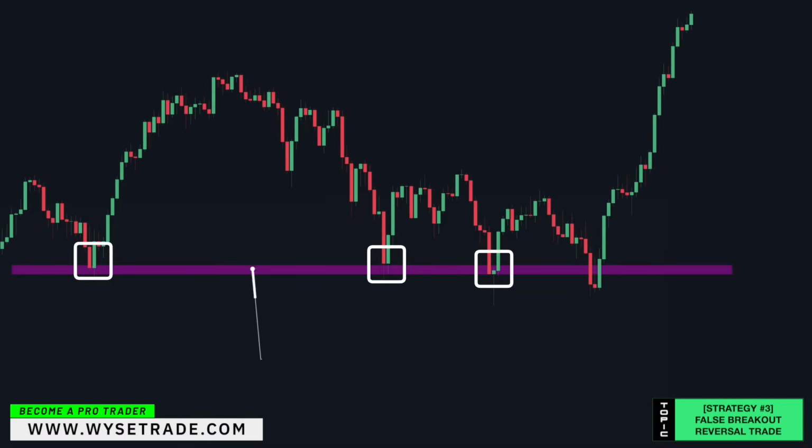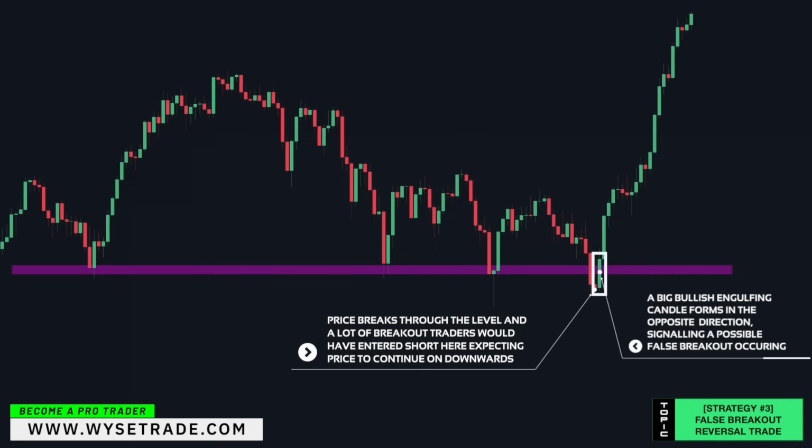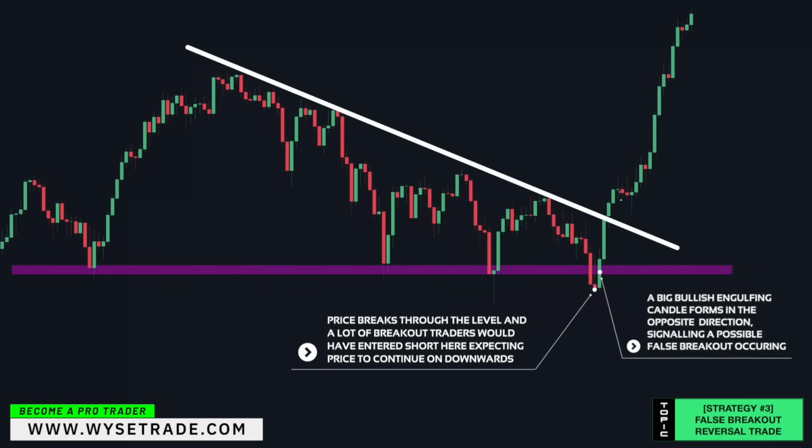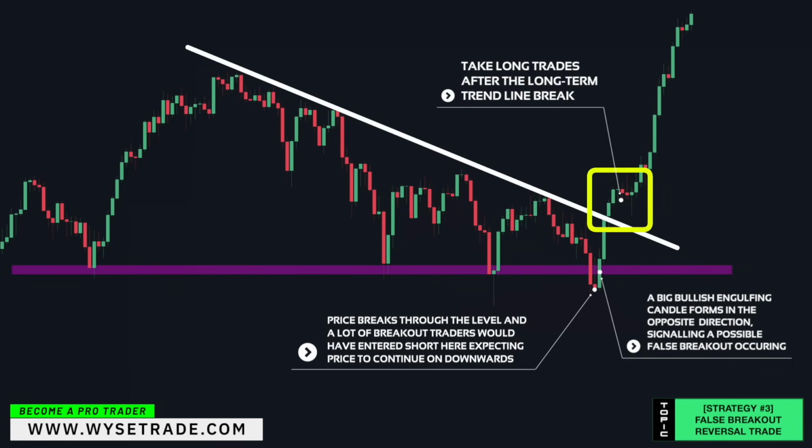These reversal points here give you your key level. As price comes back down, it breaks through the level before a bullish engulfing candle forms, signaling a possible false breakout. Place a trend line on the immediate trend and enter long on the break here. Or place a trend line on the long-term trend and enter long on the break here.